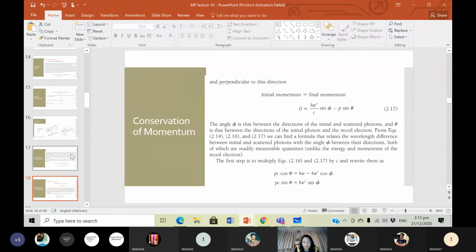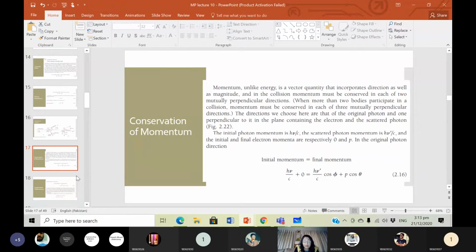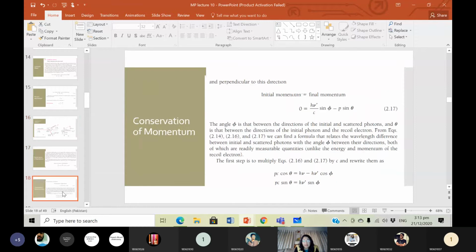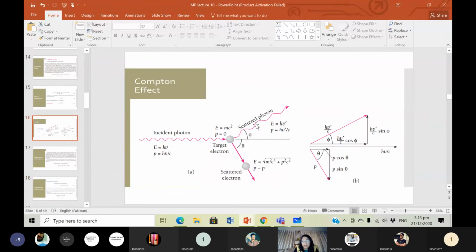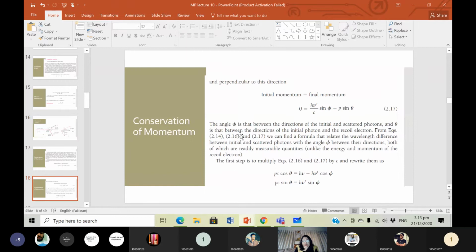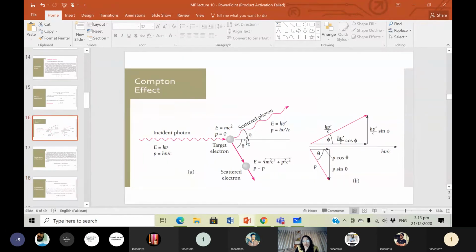Is it clear to everyone how we got these two equations? We applied conservation of momentum and used this diagram. So basically the angle phi is the angle between the initial photon's direction and the scattered photon's direction. And theta is the angle between the direction of the initial photon and the recoil electron's direction.